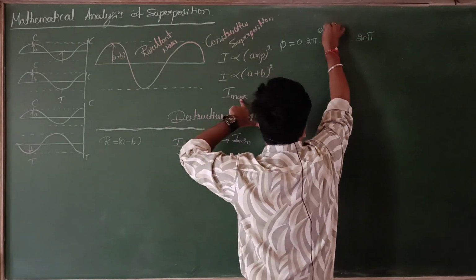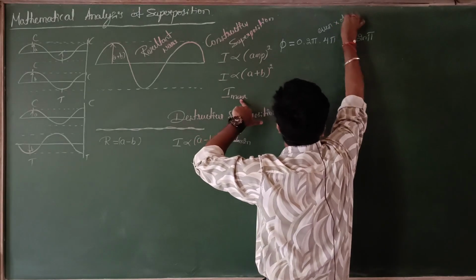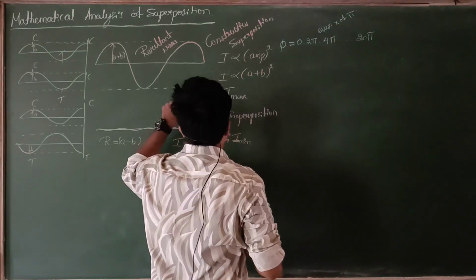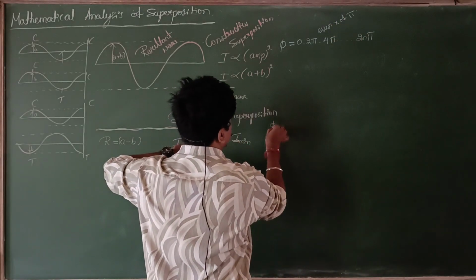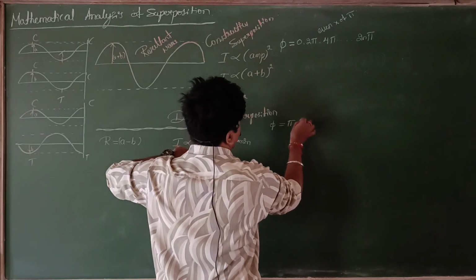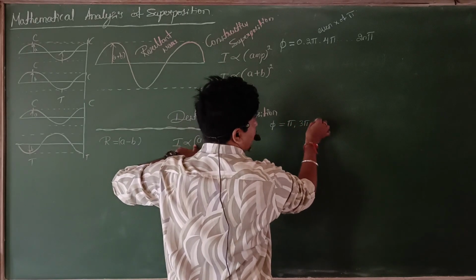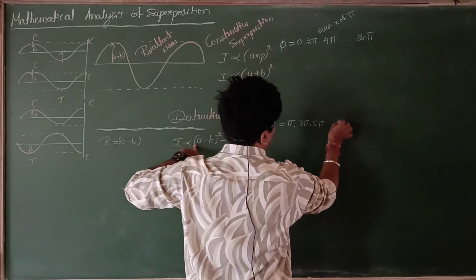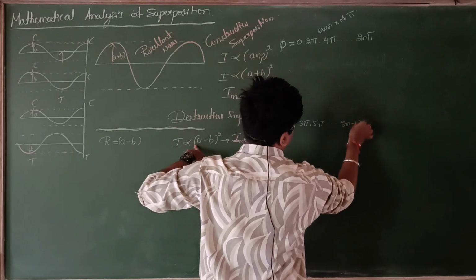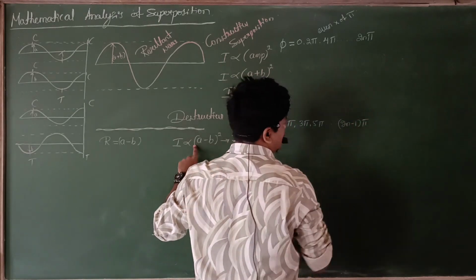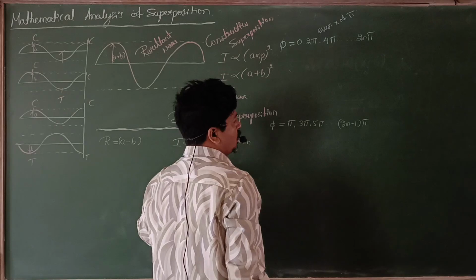We call this an even multiple of pi. In destructive superposition, the phase difference is pi, 3 pi, 5 pi and so on, (2n plus 1) pi, where n is equal to 0, 1, 2, 3 and so on.